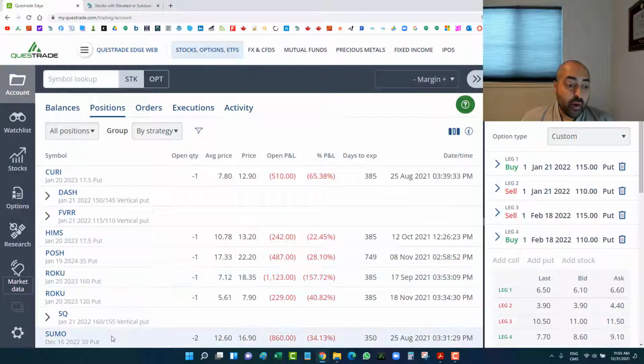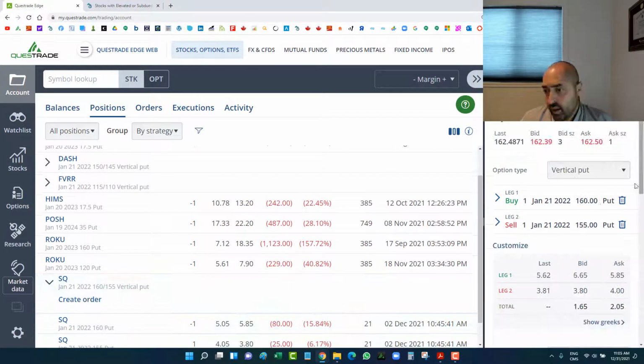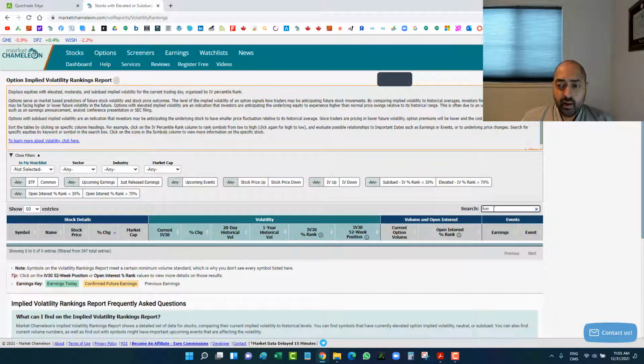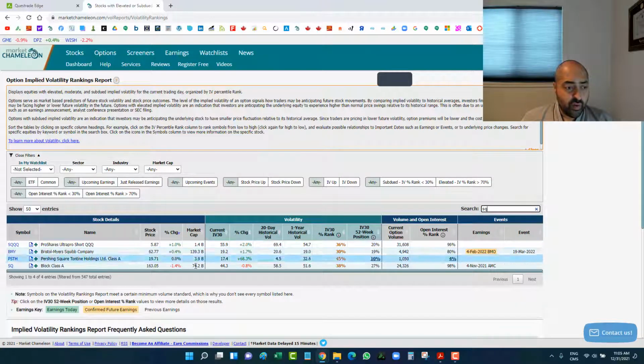I've got Square at 161.55. I collected $1. It's worth almost $1.80, so it's at a loss. Position is at a loss. My short strike is 160. Stock is 162. So let's go see if it has high implied volatility or not, if it's over 30 or not.